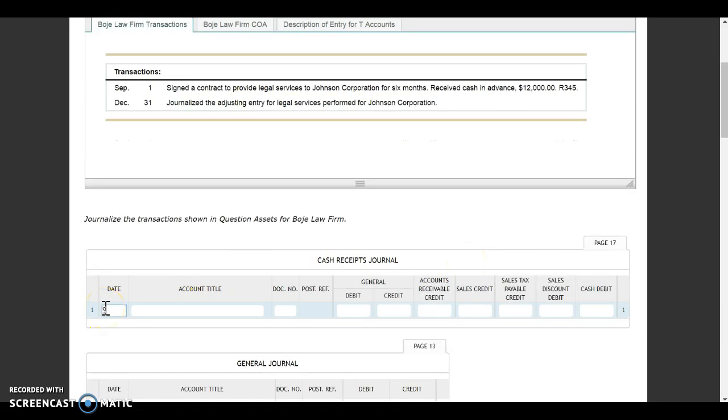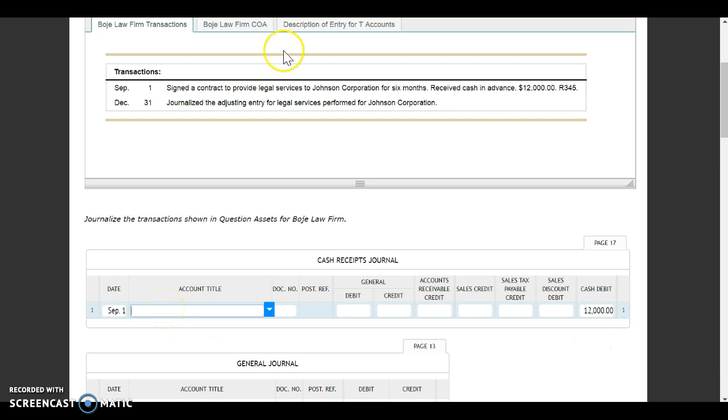We're going to start with our date, September 1st. Now we are receiving cash in the cash receipts journal, so we're going to debit cash. We're going to debit cash for the full amount, $12,000. Okay, then I need to credit.